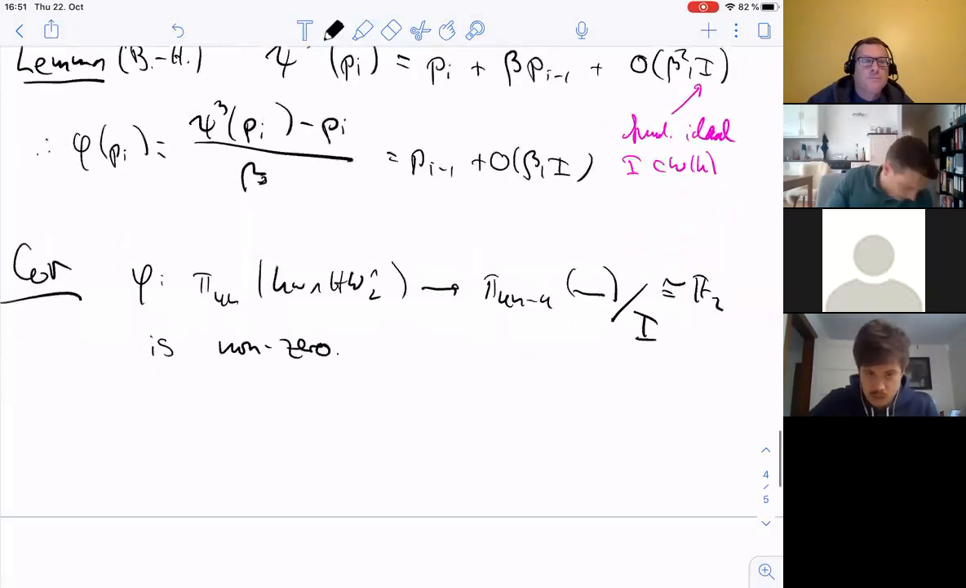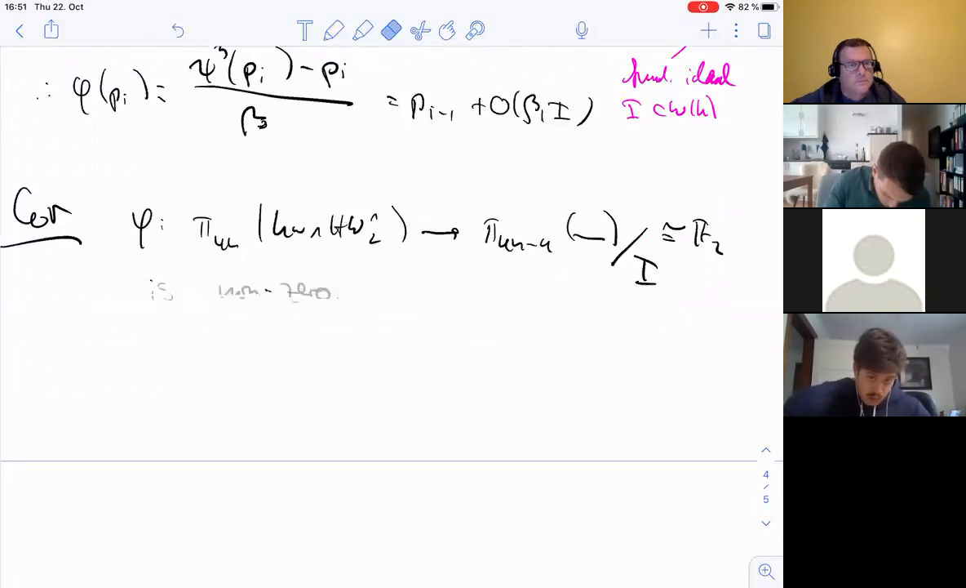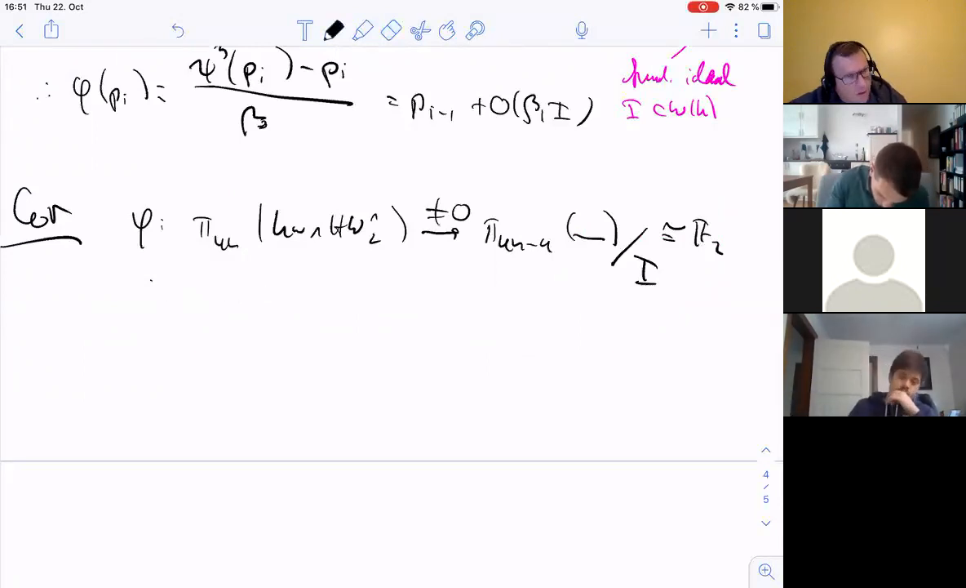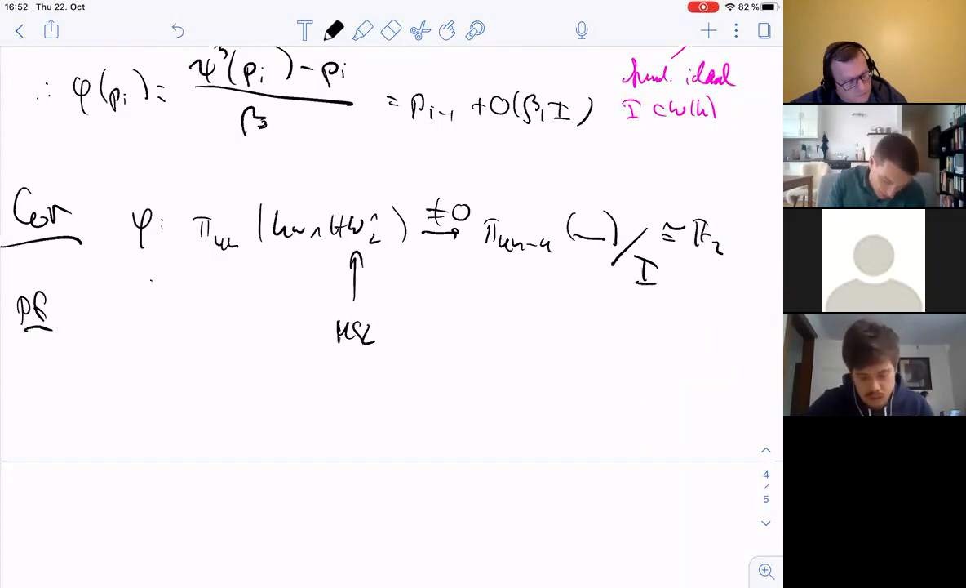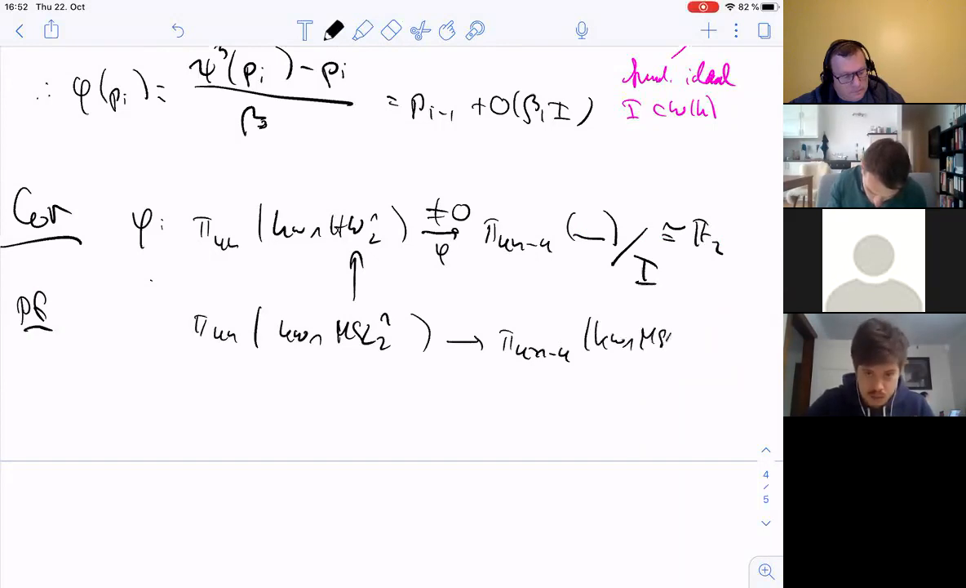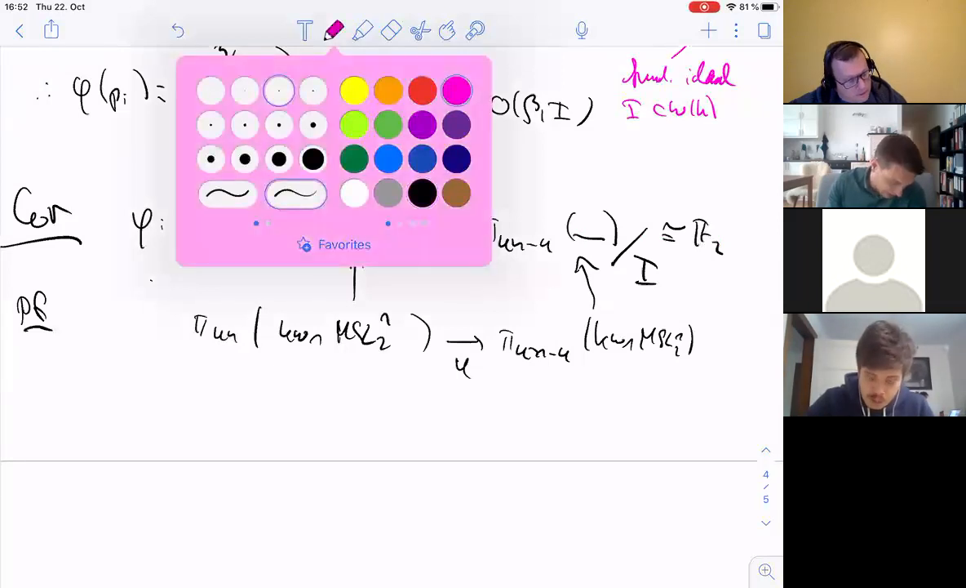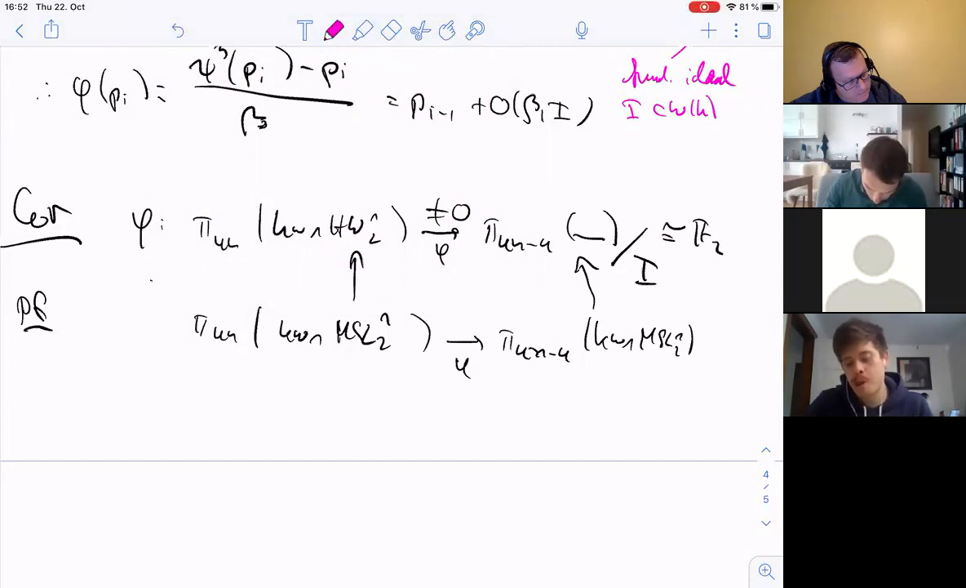So why is that? Well, maybe I want to use this. So let me write, it's not 0 over here. So that's to save some space. The proof is not so difficult. I have some map from MSL to HW, sort of canonical map. So I can look at the induced effect on homology. This map is also phi, and this commutes.